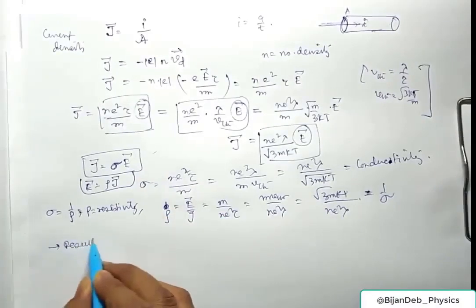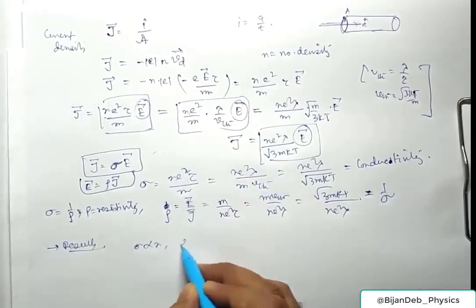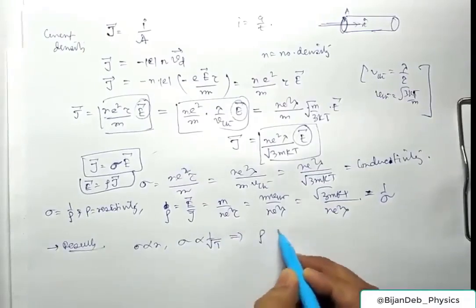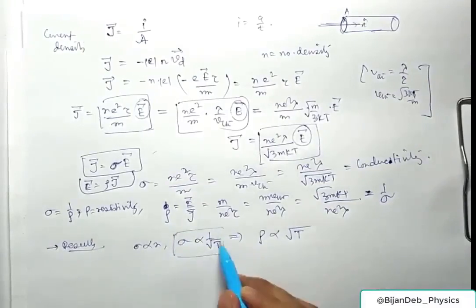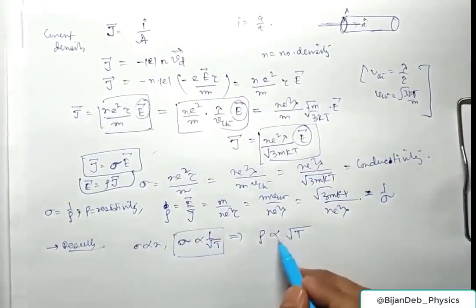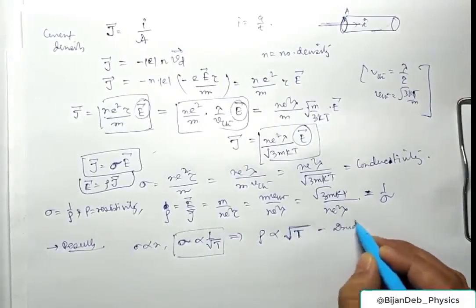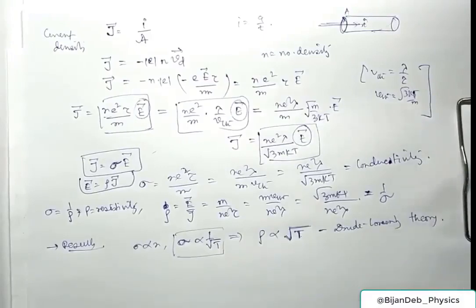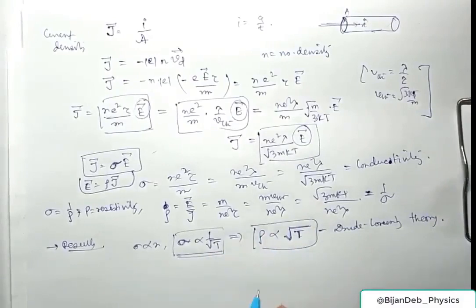From this relation, one important thing we get from free electron theory: sigma is proportional to n, and sigma is inversely proportional to root T. So this implies rho is proportional to root T. This predicts a square root dependence on temperature. This is by Drude-Lorentz theory. Actually here we want to find the temperature dependent property of electron conduction, so this is one of the results, resistivity or conductivity, we get from this.